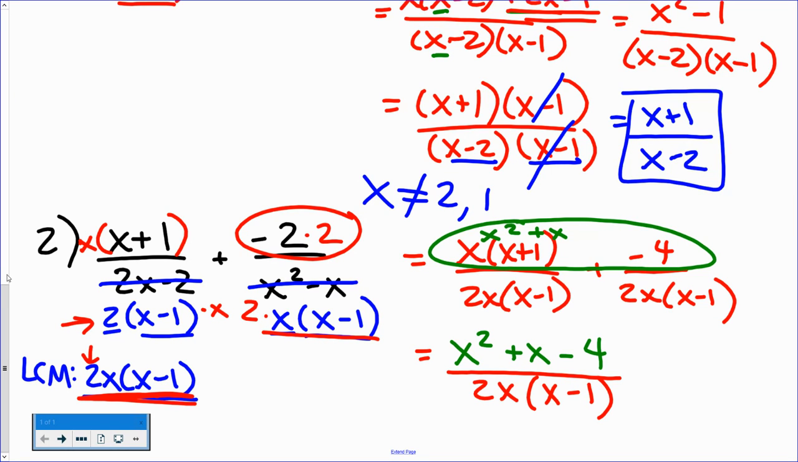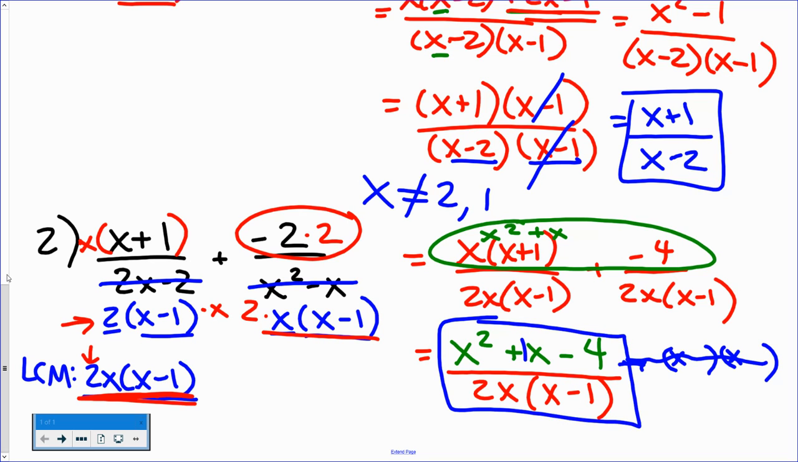Okay. So I need to double check, could I factor this top? So what multiplies to negative 4 but would combine to a 1x? We would only have 4 and 1 wouldn't work, and 2 and 2 wouldn't work. So it is not factorable. So that means I will not be able to simplify any further.